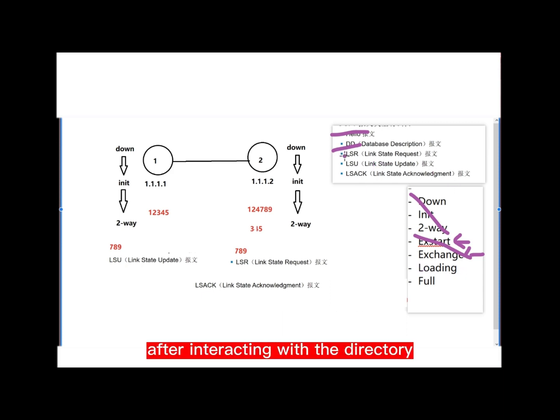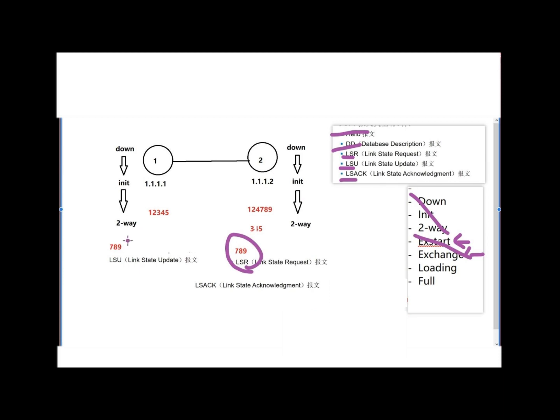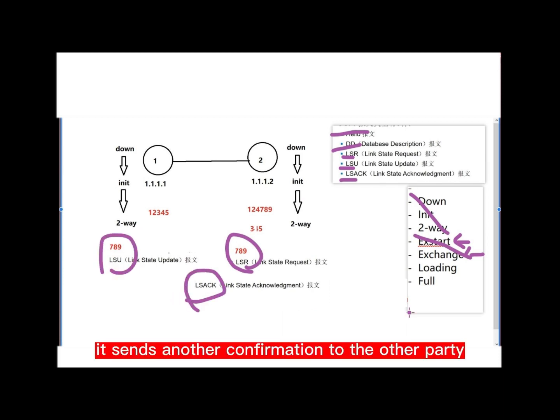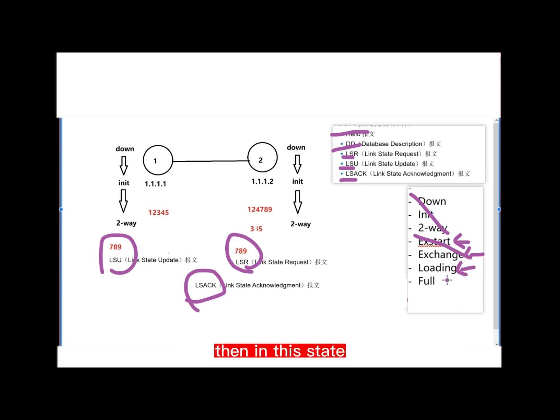After interacting with the directory, they are in loading state. It is about to start making requests, replying, and finally confirming. It is requesting information that it does not have. Then the other party replies to it. It sends another confirmation to the other party. This is what we call loading. Then in this state, as long as it's done, it will switch to the full state. That is, it sees the other party as full.